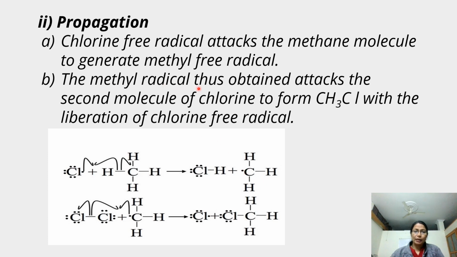Now, the methyl radical thus obtained attacks the second molecule of chlorine. So this methyl radical, which is formed in the first step, now attacks the chlorine molecule to form CH3Cl with the liberation of a chlorine free radical. So in this step, we get the chlorine free radical along with the formation of CH3Cl, that is chloromethane.